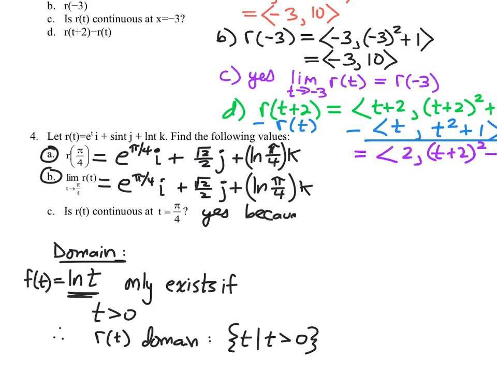because now it's not really the most elegant solution to say A and B are equal to each other. So what I would say is the limit as t approaches pi over 4 of r of t is equal to r of pi over 4.